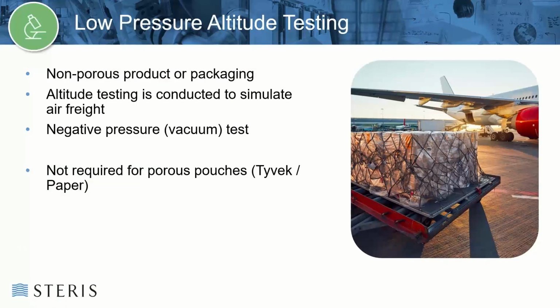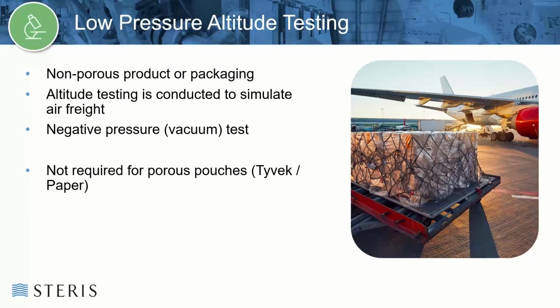The last part of the distribution sequence is a low pressure altitude test. This test applies only to non-porous packaging. So if your sterile barrier contains Tyvek or a paper breathable barrier, this testing is not required because your package is going to adjust with the air pressure around it.